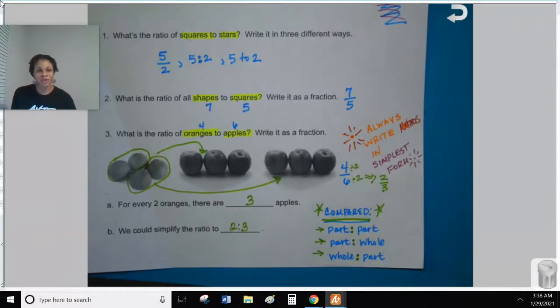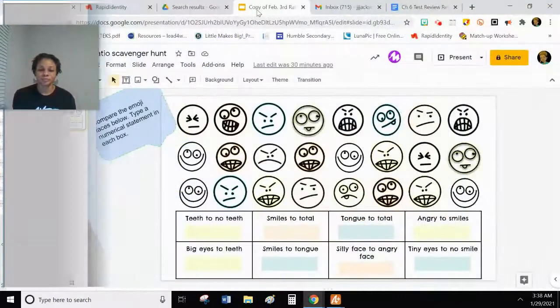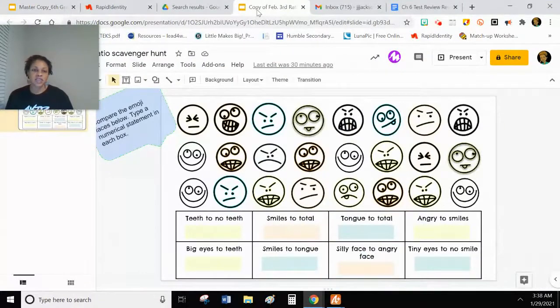and see if we did okay. So in our scavenger hunt, it said compare the emoji faces below. Type a numerical statement in each box. So in the boxes, it would have been great if you would have typed it with a colon or with the word "to," or if you knew to put it in fractional form. But if you didn't know, it's okay because we're learning. So I just picked out a few of the ratios that I wanted to look at.